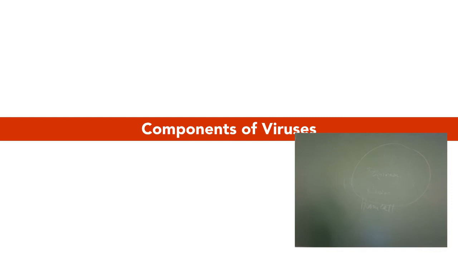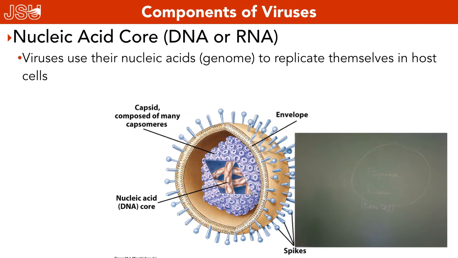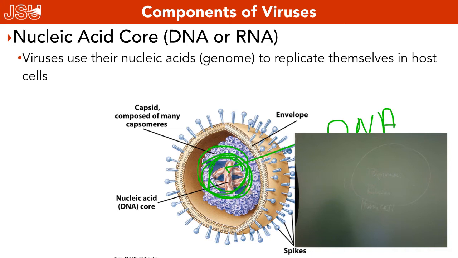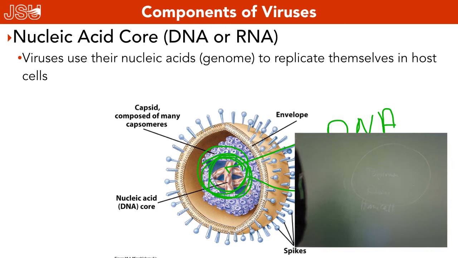So, all right. Let's talk about components to a virus, because there's lots of different components here. It's rather simple, but we've got to talk about some of the parts. The first part we're going to talk about is the center part right here, the nucleic acid. And again, I'm not going to say DNA or RNA. I'm going to say nucleic acid a lot because this can be either DNA or it can be RNA, depending on the virus.